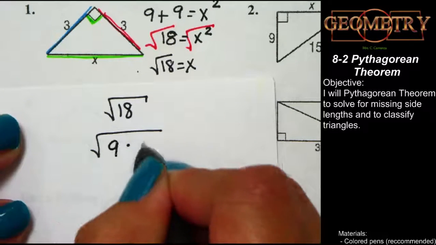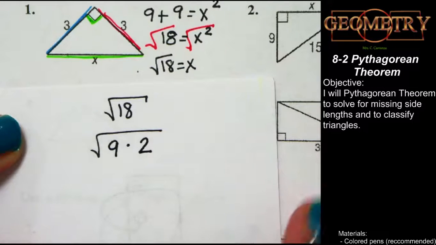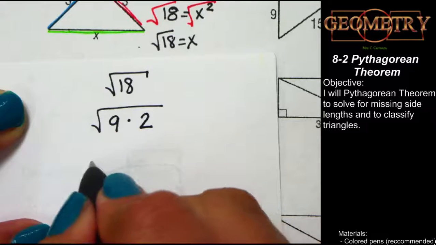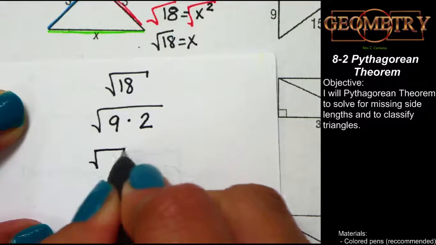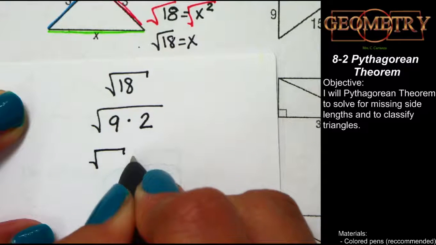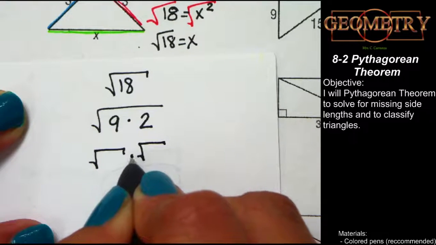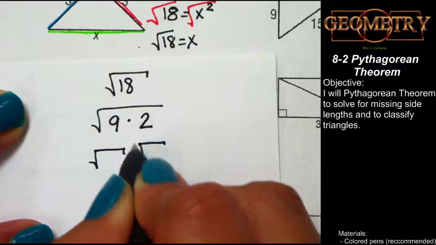I know the square root of 9. The square root of 9 is 3. And so I can rewrite 18 as 9 times 2. Whenever you have a radical with a multiplication inside of it, you can break it up into two different radicals, and you can do that break right at the multiplication.